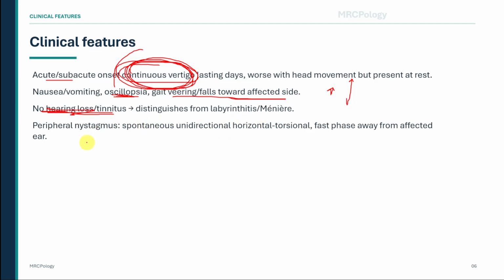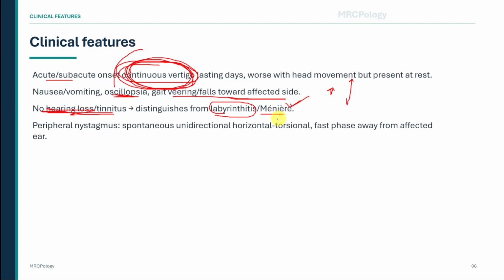MRCP trap. If there is continuous vertigo for days plus hearing loss or tinnitus, think of labyrinthitis rather than vestibular neuritis. If there are recurrent episodic attacks of vertigo with fluctuating hearing loss, tinnitus, and aural fullness, think of Ménière disease.